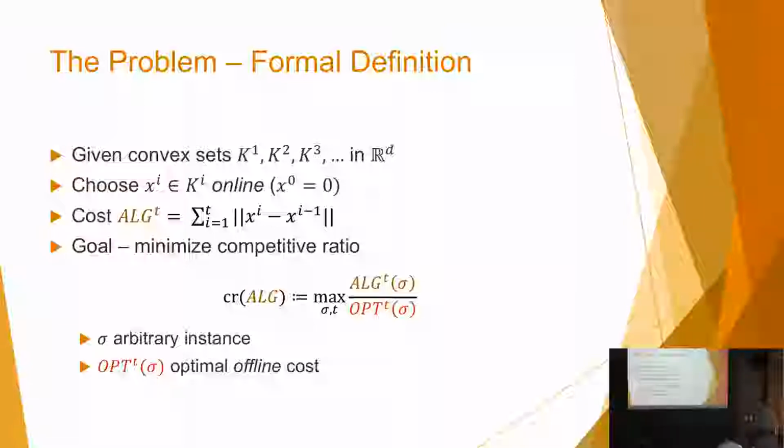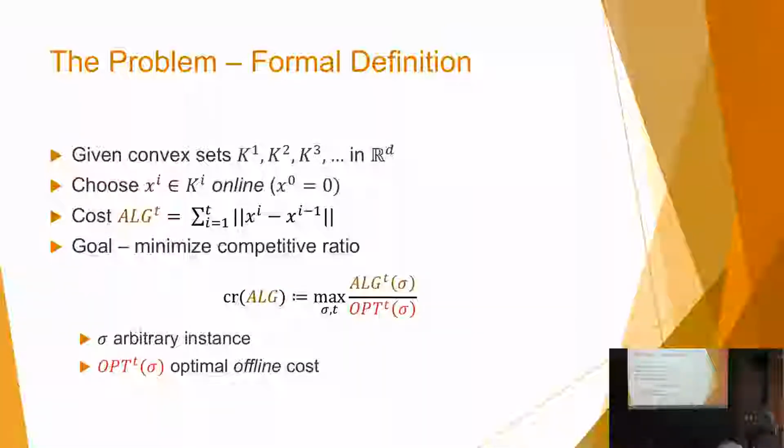The competitive ratio basically looks at, for any instance, how does my algorithm do, divide that by what the optimal cost on that same instance is, and I look at all instances in the world and take the worst one, and that gives me the competitive ratio. And I want some algorithm with competitive ratio as close to 1 as possible, since obviously I can't get it any lower than 1.